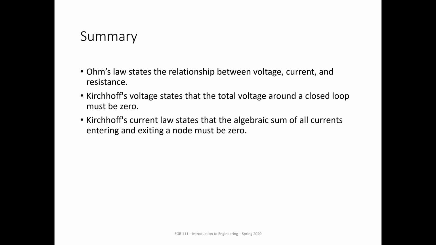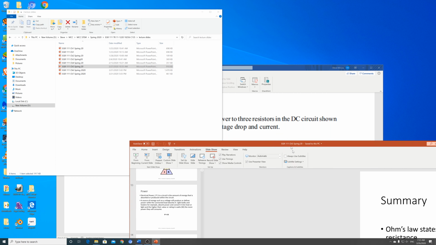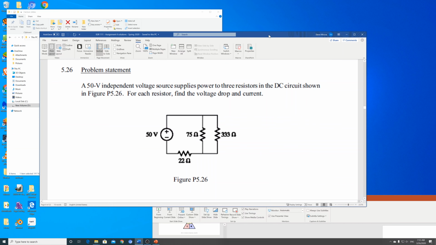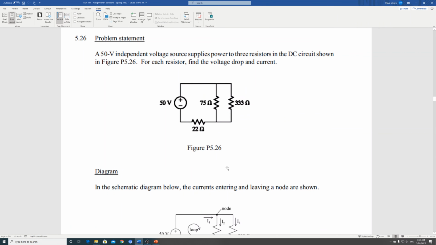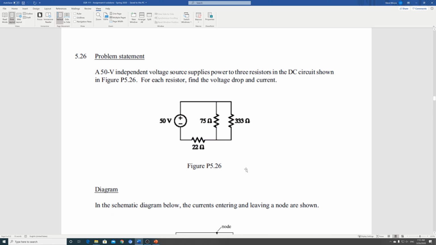So what I'm going to do is look at a couple of examples to show you this in action. Let's start with this. Here's one of the problems from the homework. I'll go through it with the author's solution. You have here a 50 volt source, an independent source. This could be a 50 volt battery, and these are just some resistors connected in this configuration.